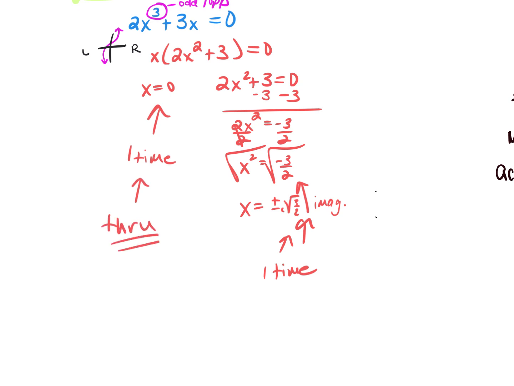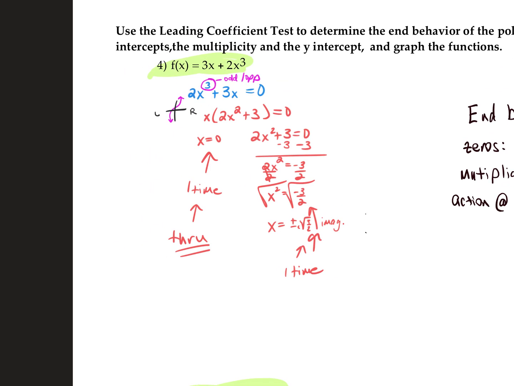I'm sorry, you're right. I said even, but I meant odd. When you have an odd number of multiplicity, you have the same answer 1 time, 3 times, 5 times. It's going to go through the x-axis. If you have an even number, what's it going to do? Touch and turn. All right, you will not have to graph one that has imaginary solutions.